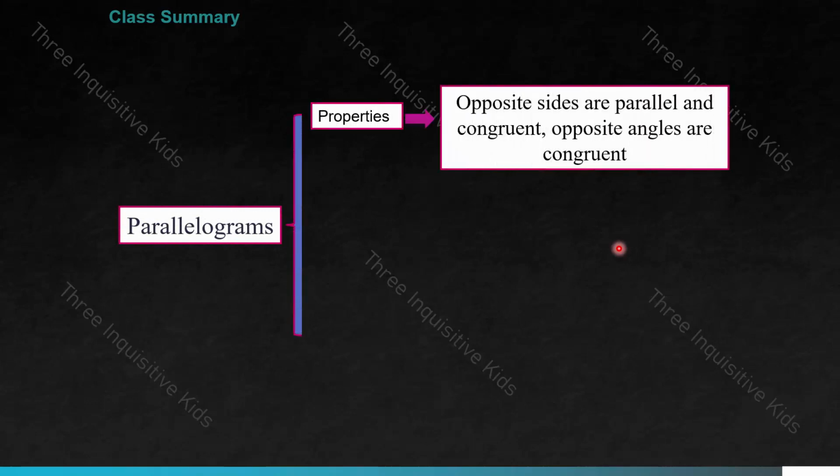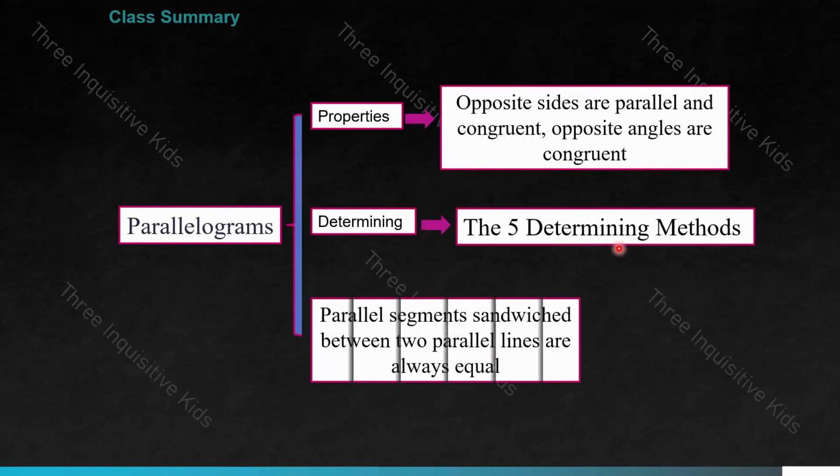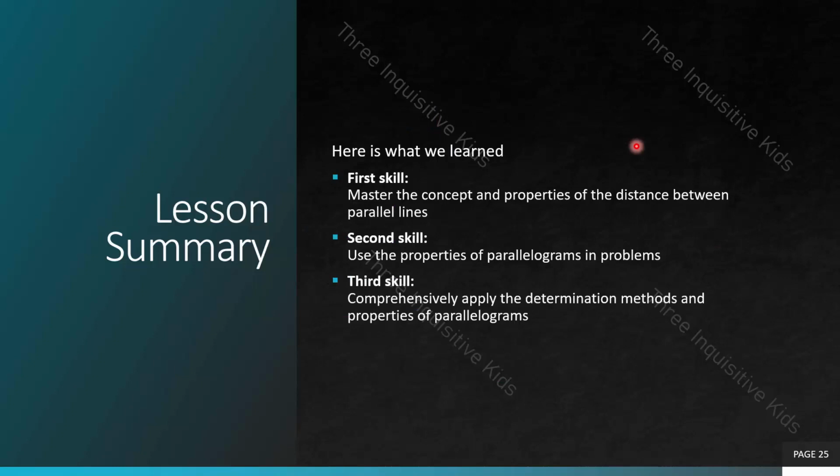Class summary. In parallelograms, we have learned so far about its properties, its determination methods, and that parallel segments sandwiched between two parallel lines are always equal. Under properties, we learned that opposite sides are parallel and congruent, and that opposite angles are congruent. We learned the 5 determining methods of determining parallelograms. The 3 skills we learned today are: 1. Master the concept and properties of the distance between parallel lines. 2. Use the properties of parallelograms in problems. 3. Comprehensively apply the determination methods and properties of parallelograms.